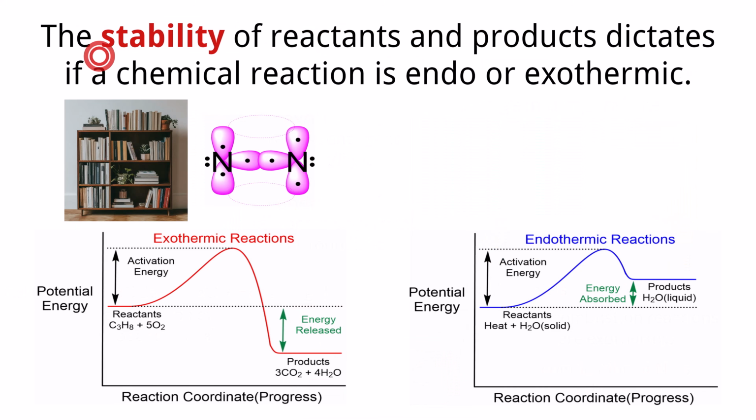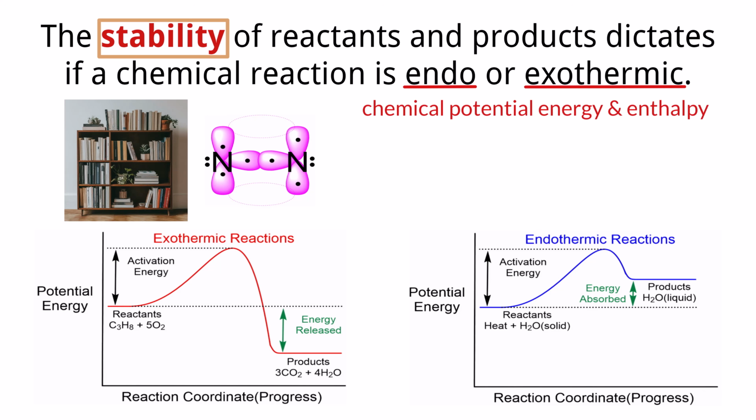The relative stability of reactants and products plays a crucial role in determining whether a chemical reaction is endothermic or exothermic. This can be understood through the concepts of chemical potential energy and enthalpy. Potential energy is a form of energy that's stored in an object or system due to its position, arrangement, or state. You can think of it as the energy something potentially has.